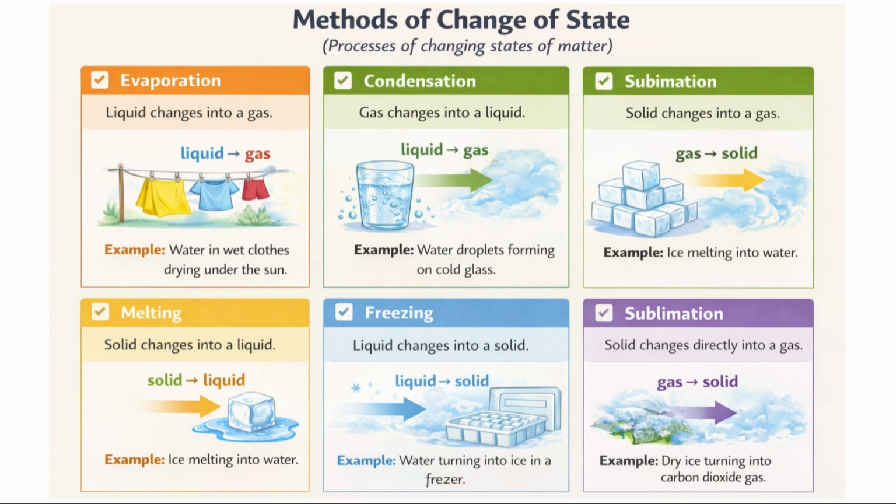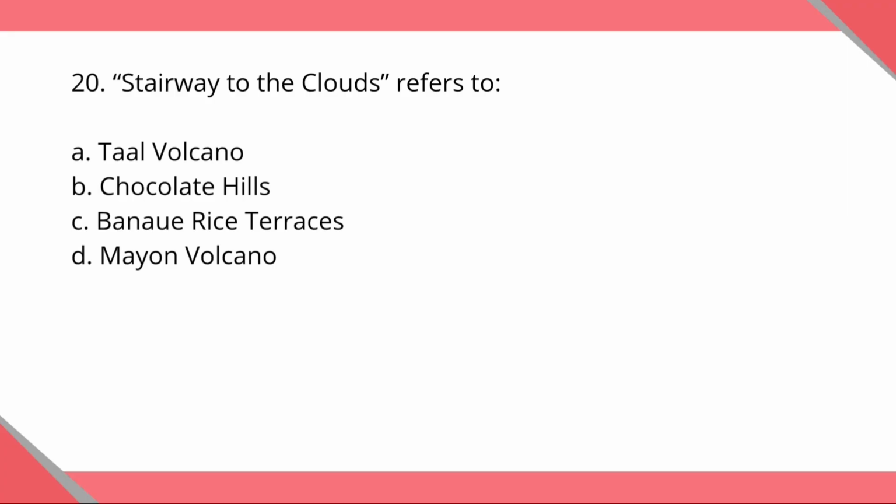It occurs when a solid changes into a liquid, as seen when ice melts into water. Fourth is the freezing. It is when a liquid changes into a solid, like water turning into ice in a freezer. Fifth is the deposition. It shows a gas changing directly into a solid, represented by frost forming on leaves. And finally, is sublimation. It is when a solid changes directly into a gas, exemplified by dry ice turning into carbon dioxide gas.